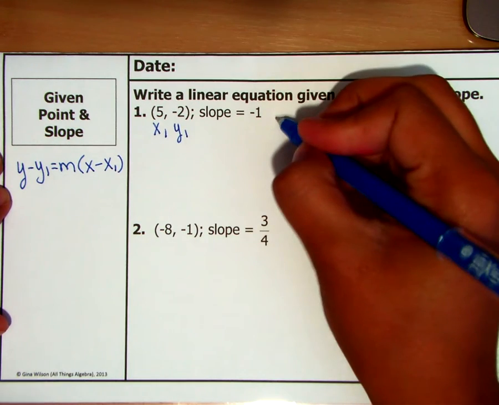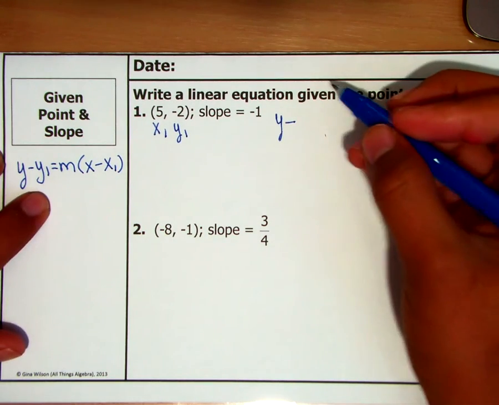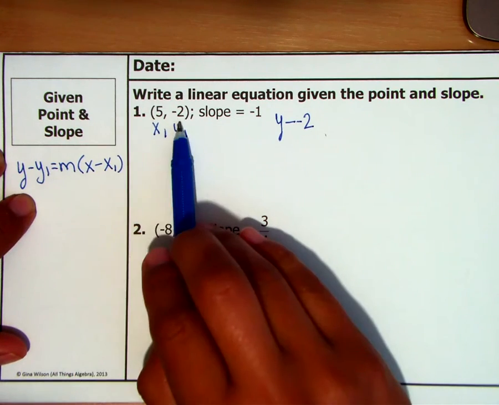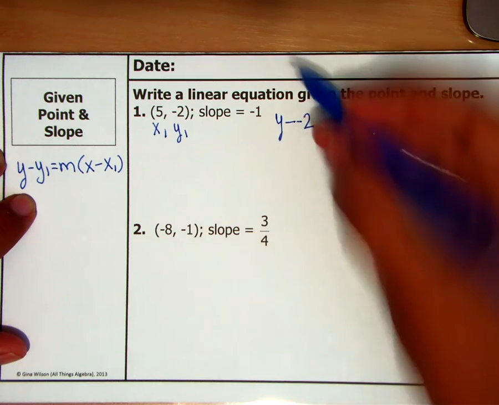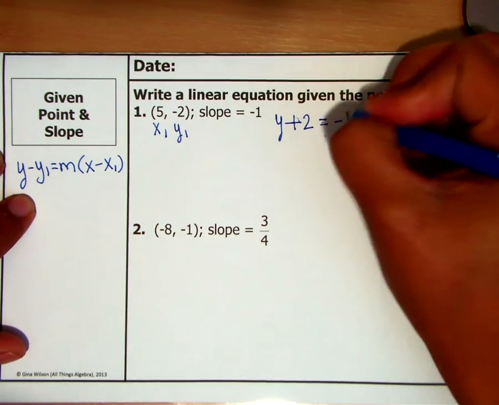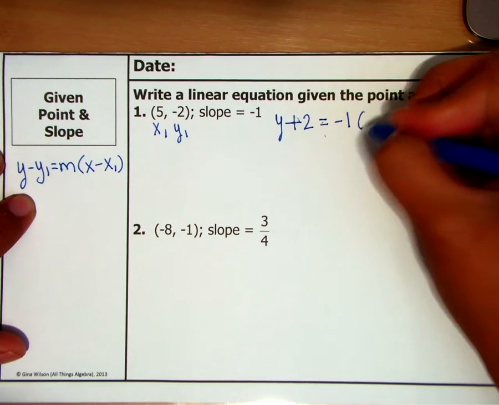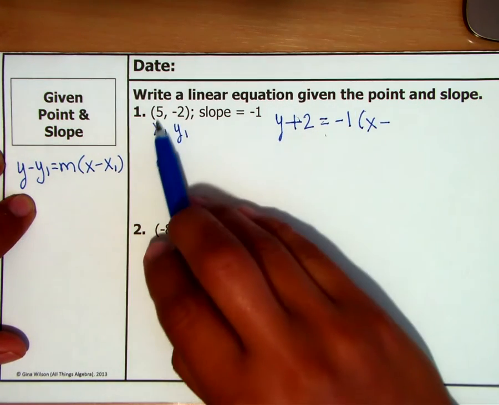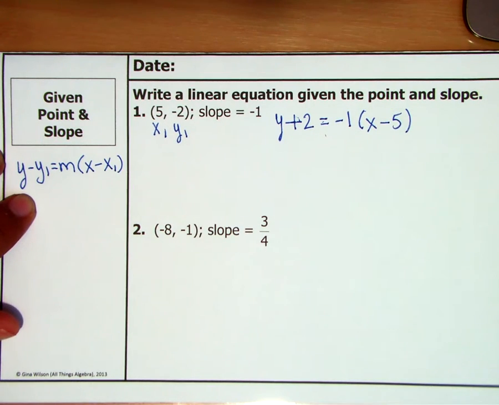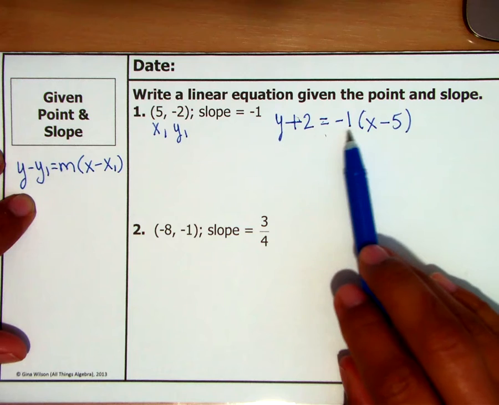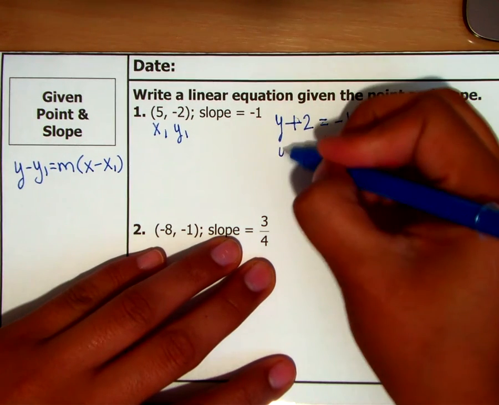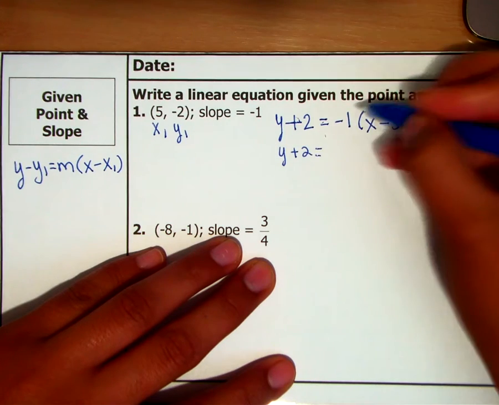So let's write the formula. Y minus y1, negative 2. The formula has a minus, and then y1 is negative 2. Minus and negative, you turn into plus. Equals m, the slope is negative 1, parentheses x minus x1, which is 5. Okay, this is a point-slope formula. Now we have to distribute this negative 1. It's outside the parentheses. So we have y plus 2 equals, distribute.